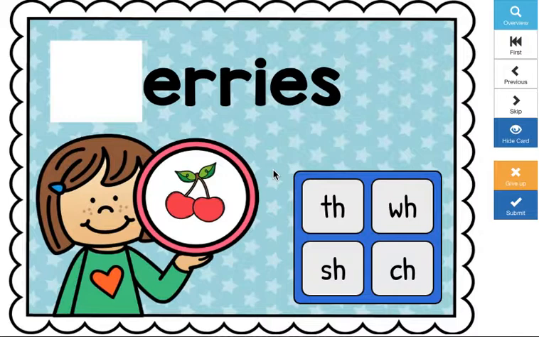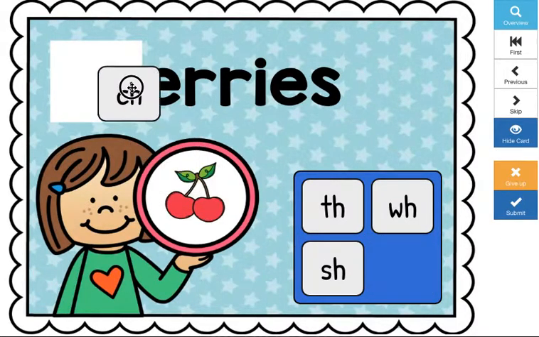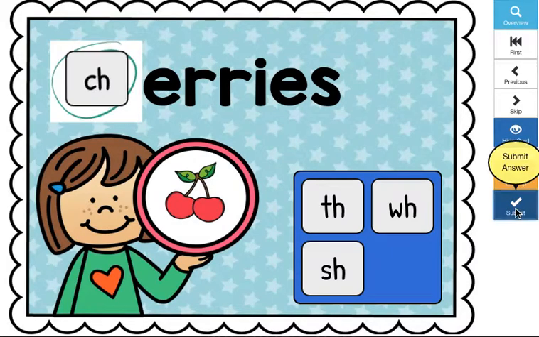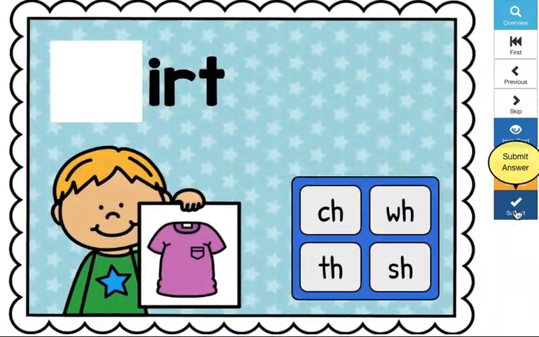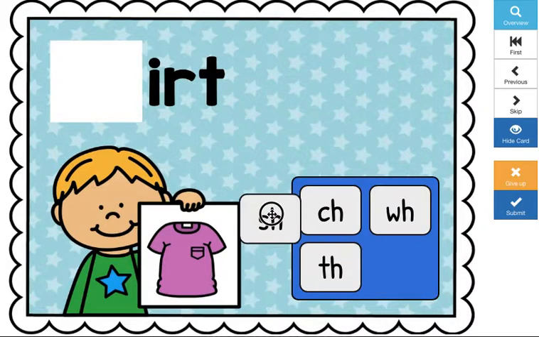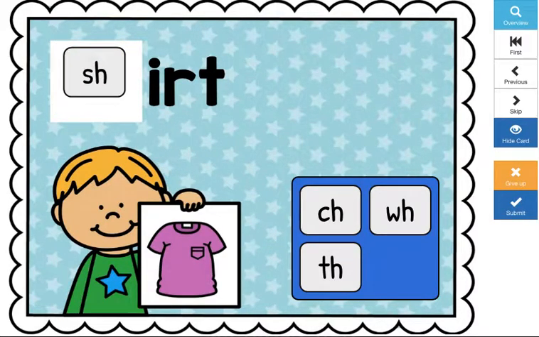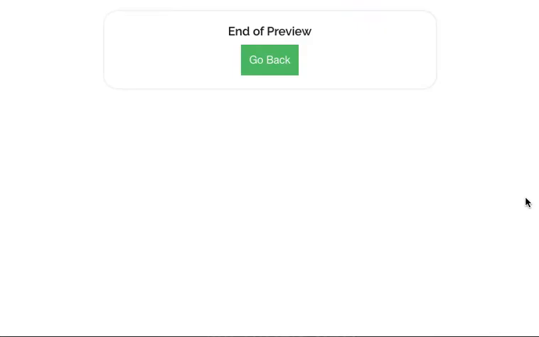Cherries. What digraph does cherries start with? C-H, cherries. Ding. One more. What is this picture? Shirt. What digraph does shirt start with? S-H, shirt. Ding. Good job.